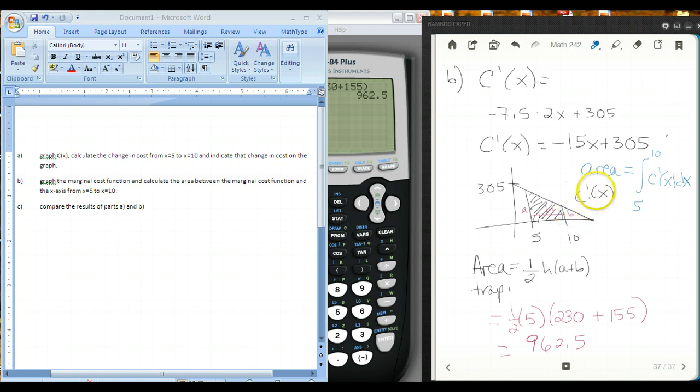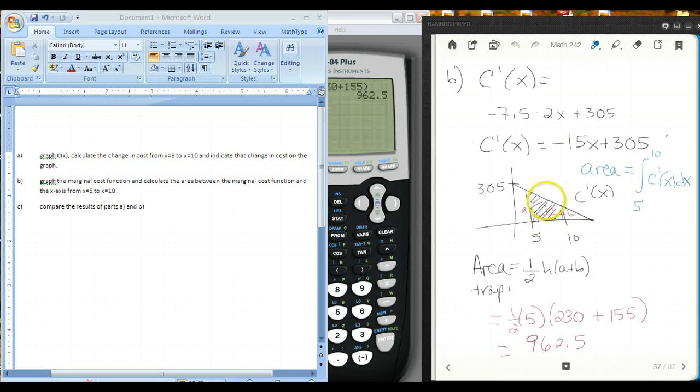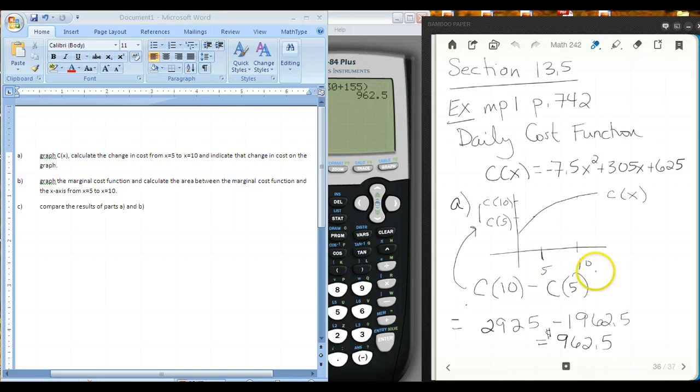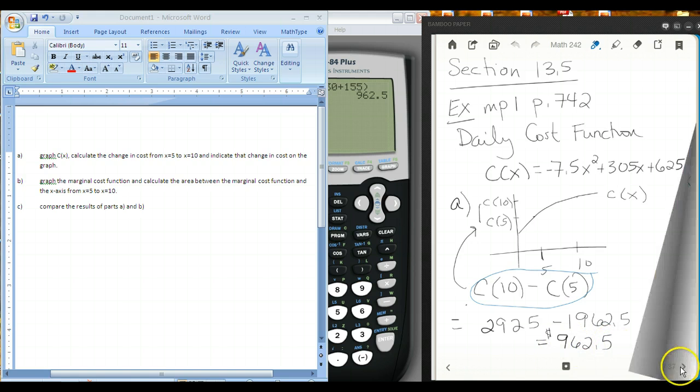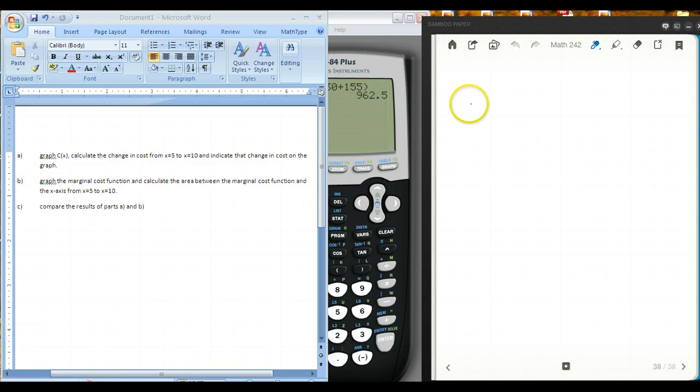Interesting. Okay, and what we found between parts A and B is that these two calculations, calculating the change in cost going from 5 to 10, and calculating the area underneath the marginal cost function from 5 to 10, are the same number, right? So I can take this expression, c of 10 minus c of 5, which is 962.5, and that's the same number as this definite integral, because that's the area underneath the curve. That's 962.5. So our finding, if we wanted to summarize, is that c of 10 minus c of 5 is equal to the integral from 5 to 10 of c prime of x dx.